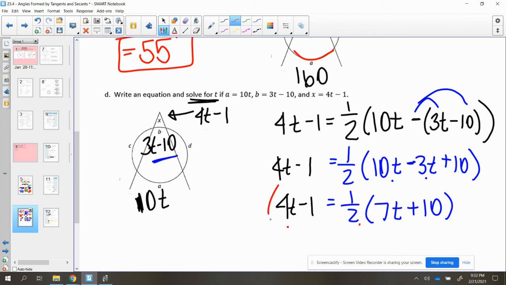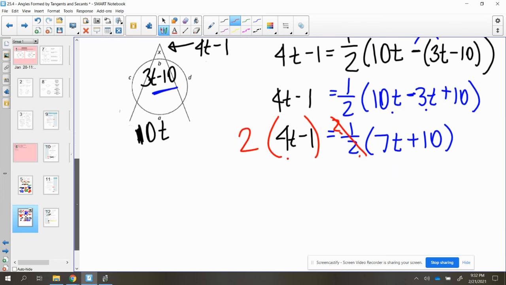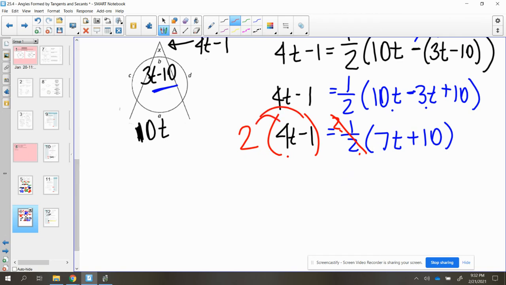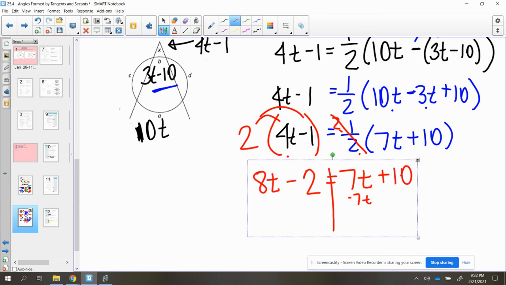If you go this route and you don't distribute, when you multiply by 2, the parentheses have to go around that left-hand side so that you can distribute. So you can do 8t minus 2 equals 7t plus 10. Subtract the 7t, we get 1t. And then we would add the 2 to both sides. So we end up with t equal to 12.